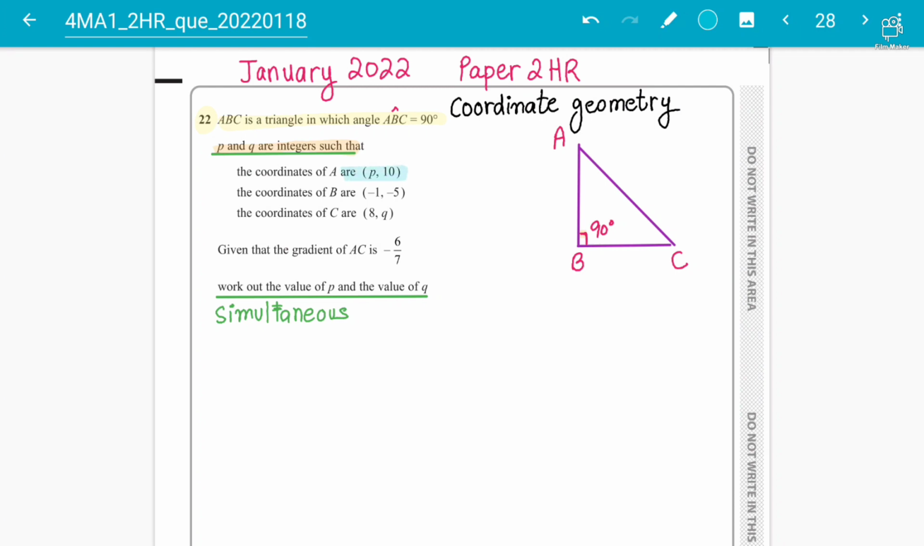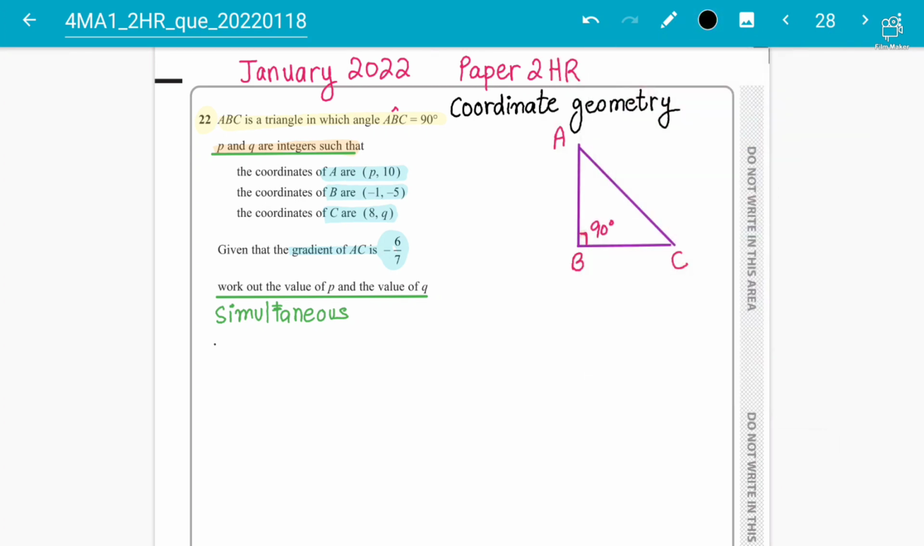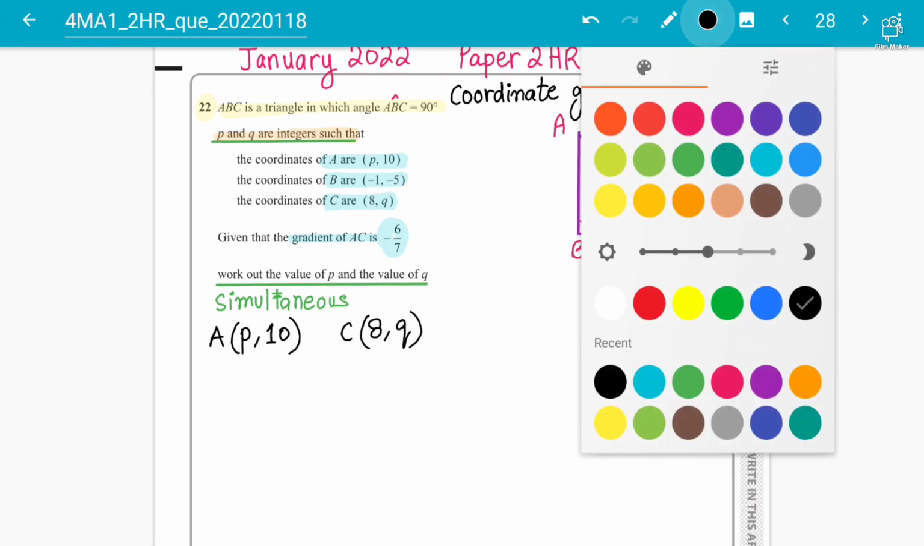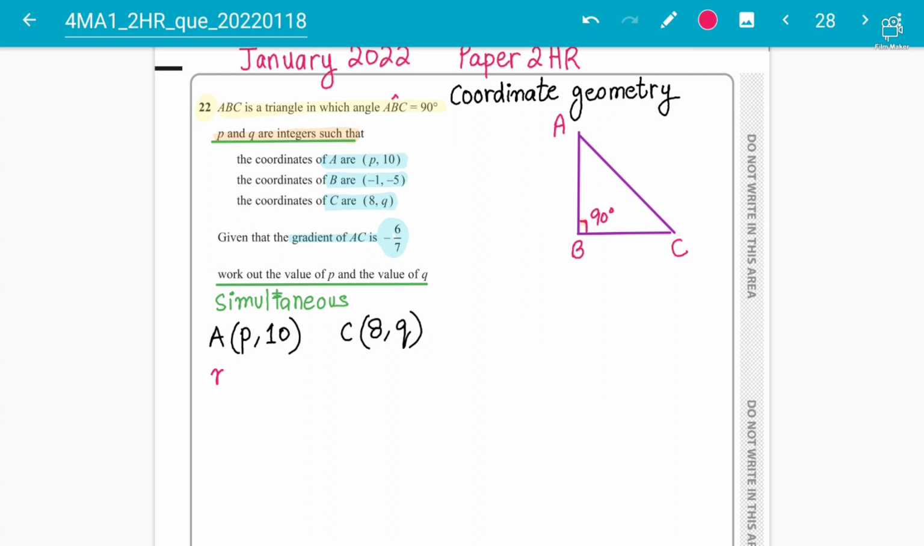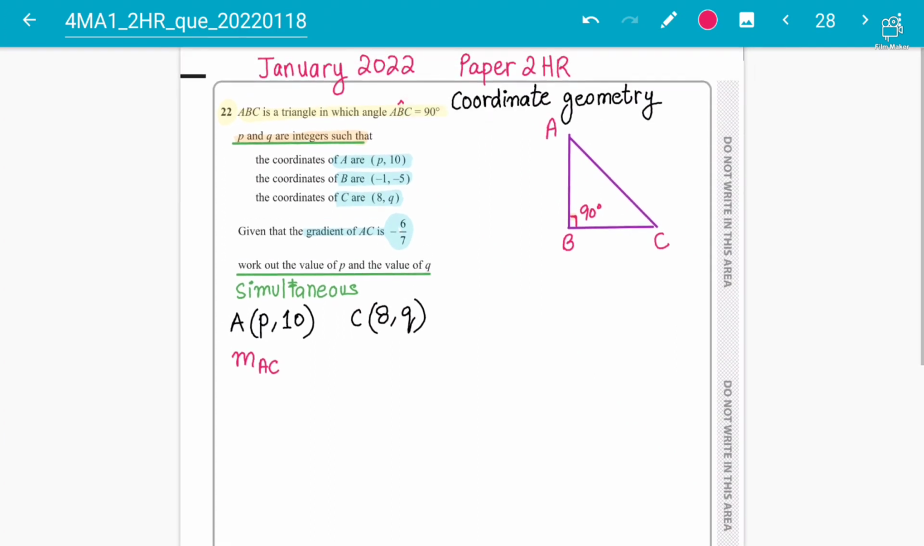We have been given the coordinates of A, the coordinates of B, and the coordinates of C in terms of P and Q, and they are giving us the gradient of AC as well, -6/7. So the first thing, use common sense and understand that we need one equation, because I already know the coordinates of A, that is P comma 10, and the coordinates of C, that is 8 comma Q. You should make the first equation very quickly, that is the gradient of AC.